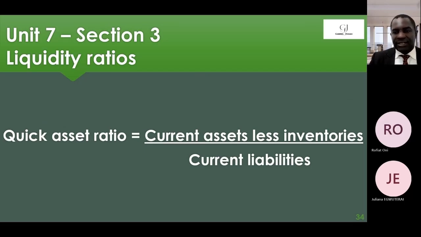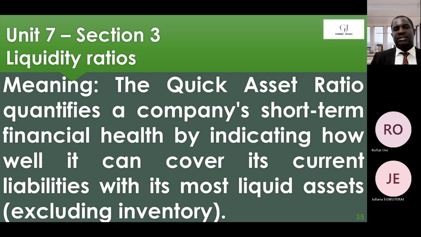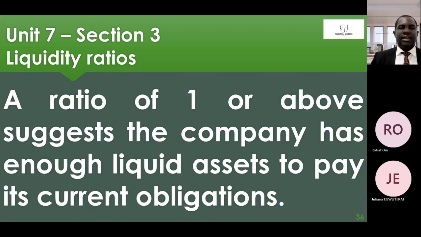You remove inventory from current assets and you divide it by current liabilities. So it quantifies a company's short-term financial health by indicating how well it can cover its current liabilities with its most liquid assets. So you exclude inventory, you have your receivables, you have your cash and other liquid assets, and a ratio of 1 or above suggests the company has enough liquid asset to pay its current obligations.